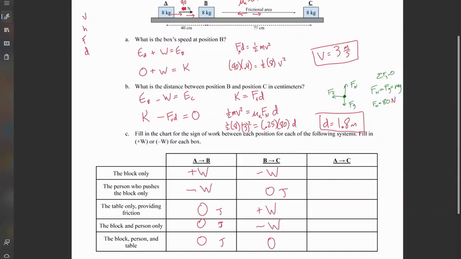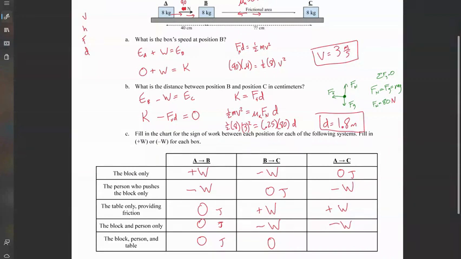And then from A to C, the block gains energy and then loses it again. It starts at rest and ends at rest, so the block will not experience any change. The person only gave energy to the block to begin with, so the person will have negative work over the course of this system. The table didn't give any energy away. All it did was gain that heat energy from slowing the block down. The block and the person: the block didn't change, but the person lost energy, right? We can take 0 and negative and combine those together. Negative work for the block and the person only.